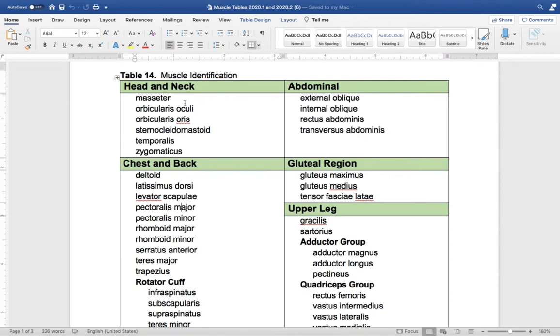We have the masseter muscle, which can be found in the cheek. That's going to be a muscle of mastication. We'll find the temporalis muscle that's found on the side of the head, covering up the temporal bone, and the zygomaticus muscle that sits just above the zygomatic bone. These are the 5 muscles of the head. The one muscle of the neck that you need to be aware of is the sternocleidomastoid muscle, which is named based on its origins and insertions.